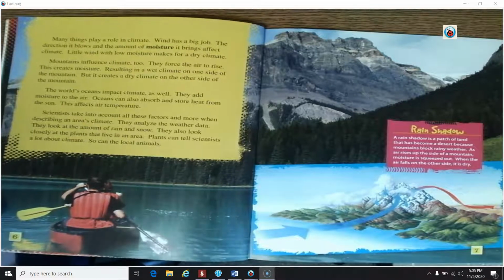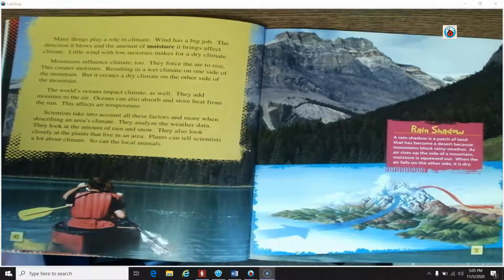The world's oceans impact climate as well. They add moisture to the air. Oceans can also absorb and store heat from the sun. This affects air temperature. Scientists take into account all of these factors and more when describing an area's climate. They analyze the weather data. They look at the amount of rain and snow. They also look closely at the plants that live in an area.